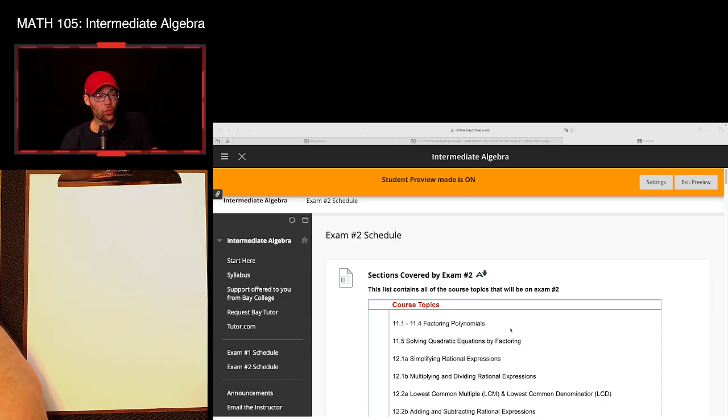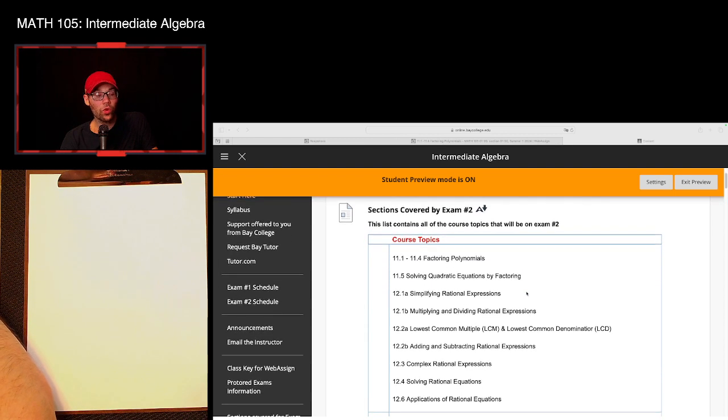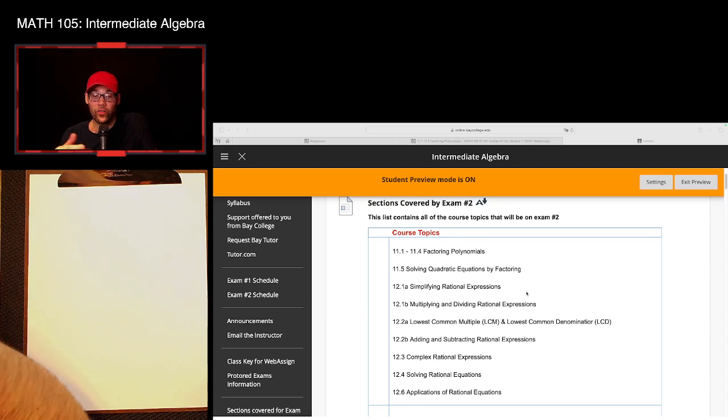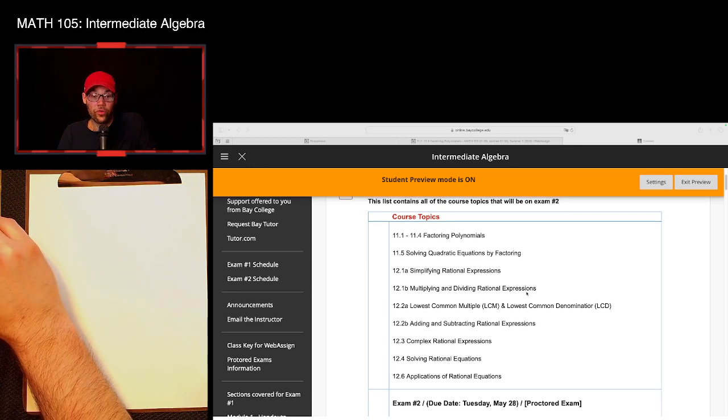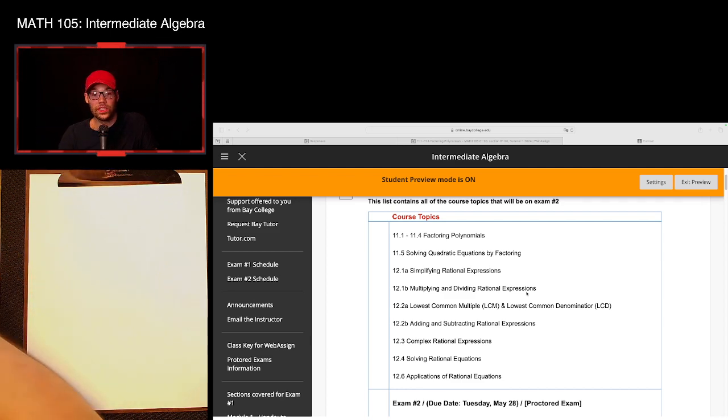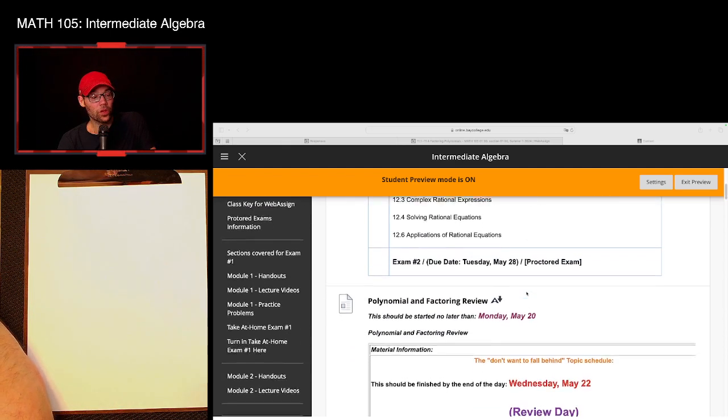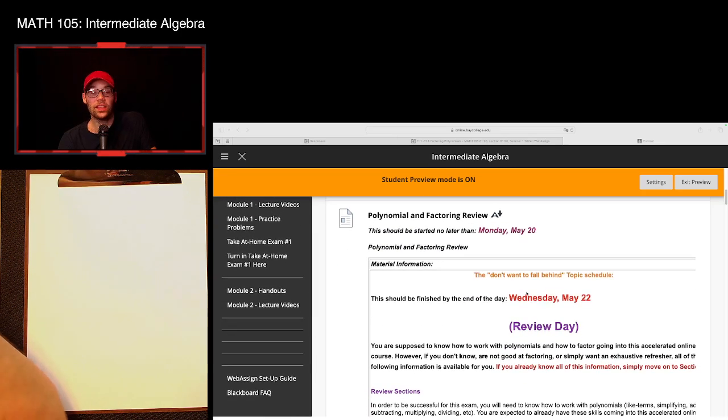At the top of each one of our exam schedules, you will have all of the sections that will be covered by this exam. So here we can see this is a list of all of the sections that you're going to need to know for our exam coming up, and then the due date and how it is taken. So you can see here our due date is in fact Tuesday, May 28th, and this is a proctored exam, which means you are required to use a proctor or else you cannot take this exam and you would receive a 0.